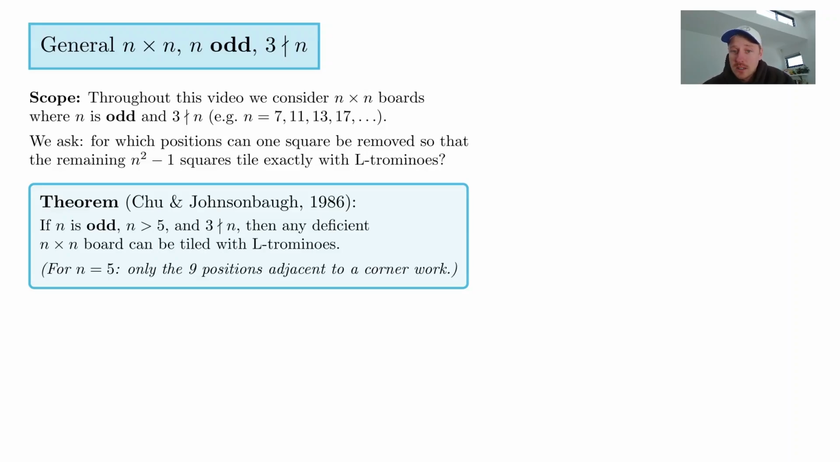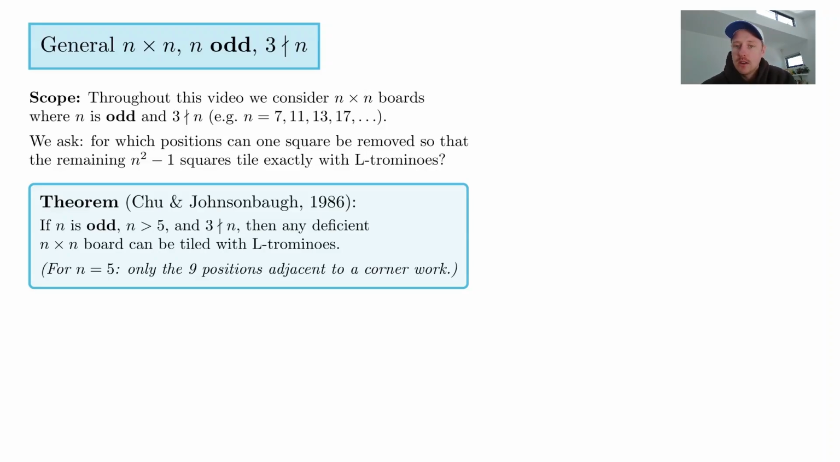And the theorem says this: if n is odd, greater than 5 and not divisible by 3, then any deficient n by n board can be tiled with L-Trominoes. Okay, that term deficient means you can tile the whole thing except one square. And that's what that means. Essentially our video is just going to talk about this theorem and building up to that theorem.